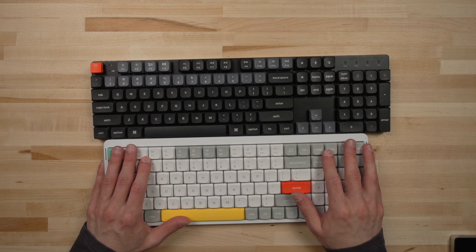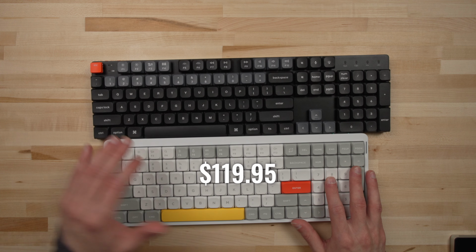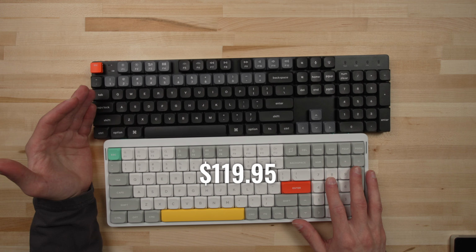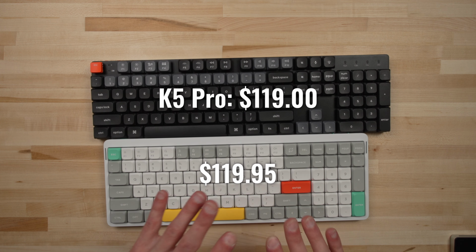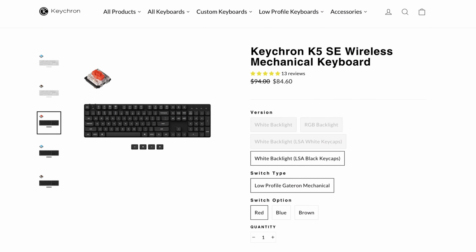Pricing on these. The Air 96 is $119.95. If you're getting the K5 Pro, the newest K5, that is also $119. So they are the same price. If you are interested in the K5 SE or the original K5, most of the options and model combinations seem to be out of stock on Keychron's website. But if you happen to want one with black PBT keycaps already installed and a white only backlight, you can actually get one of those right now for, I think, $84 on Keychron's website.